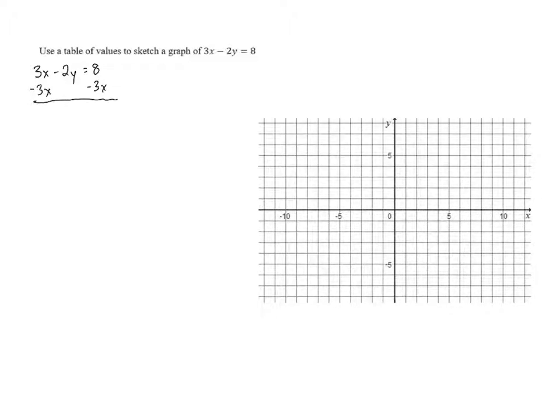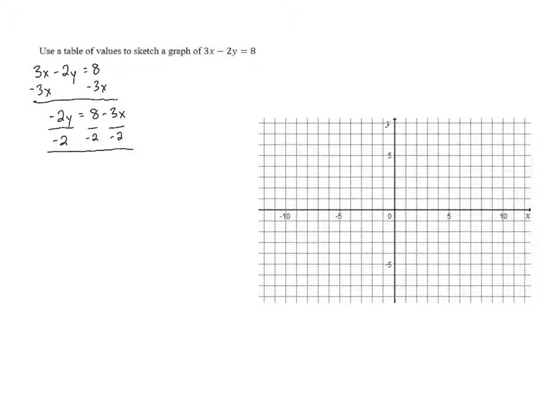When we do that, we're left with negative 2y on the left. Don't forget the negative. That term is negative 2y. And then on the right, we have 8 minus 3x. To get y alone, we have to divide by negative 2 because it's currently being multiplied by negative 2. We want to undo that.